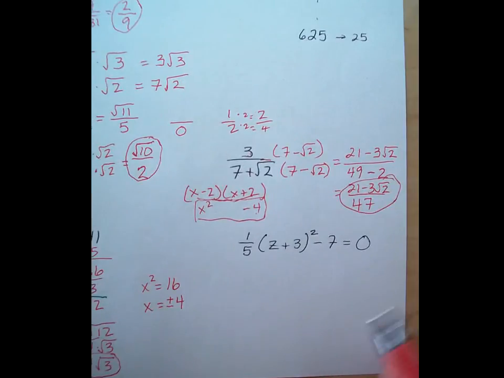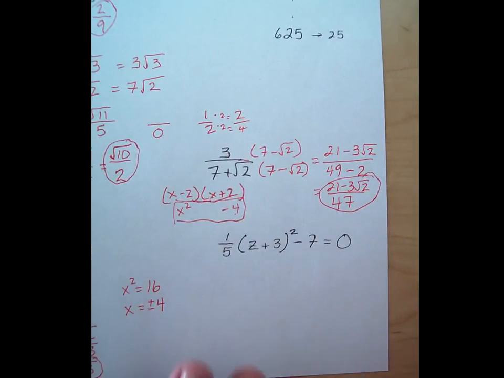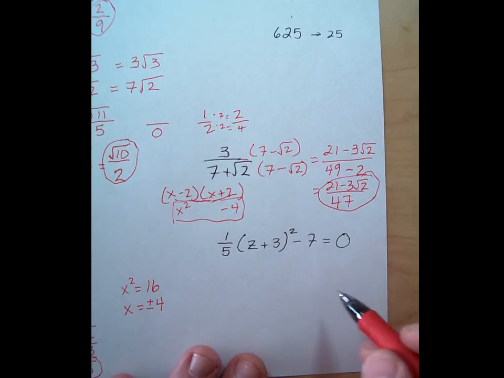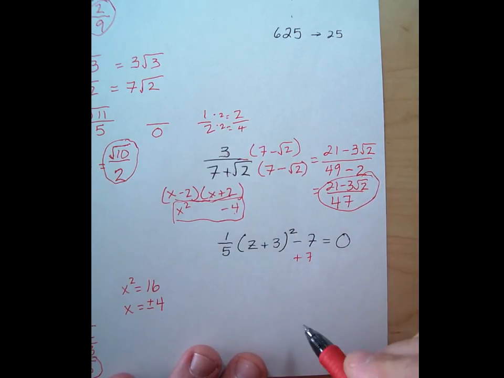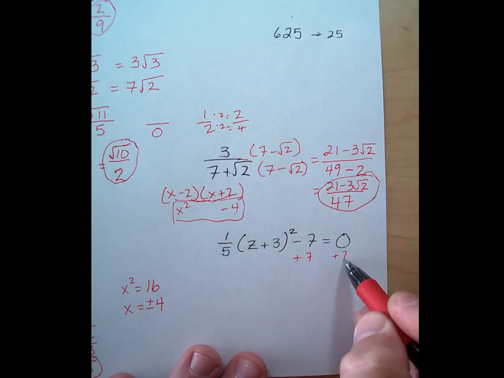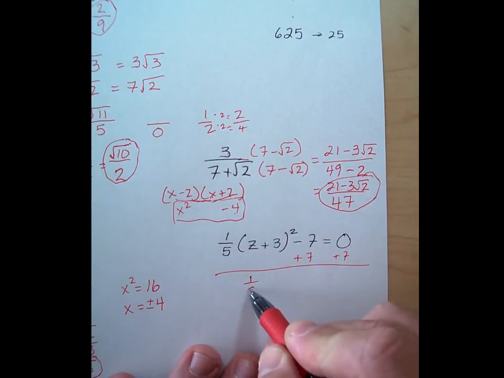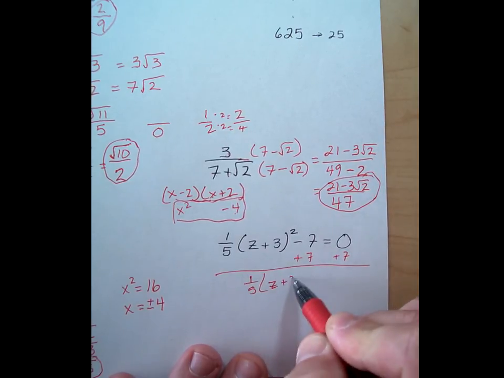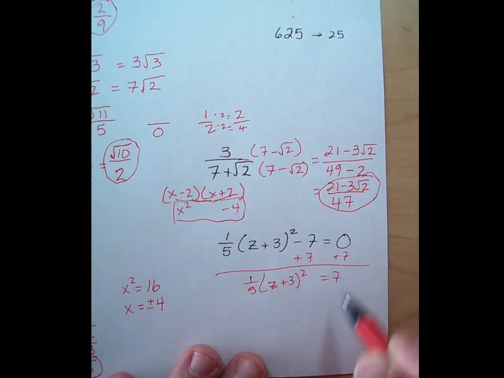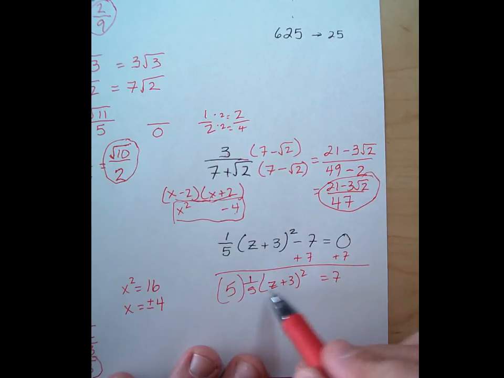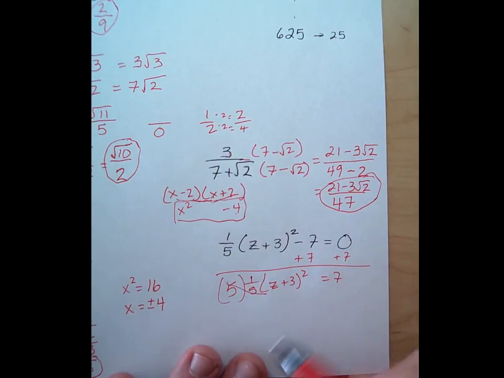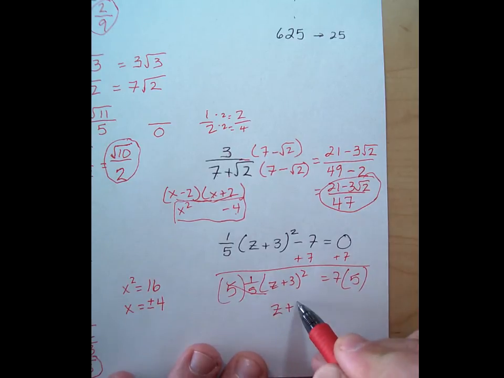Let's come over here to this tougher one. Oh boy. Well, let's add 7. Let's isolate the exponent. That's what we're going to do. Isolate it. Get it all by itself. And how do I get rid of a fraction? Just multiply by 5. Now, that doesn't distribute. It just cancels out. And what you do to one side, you do to the other. So now I have 7 plus 3 quantity squared equals 35.